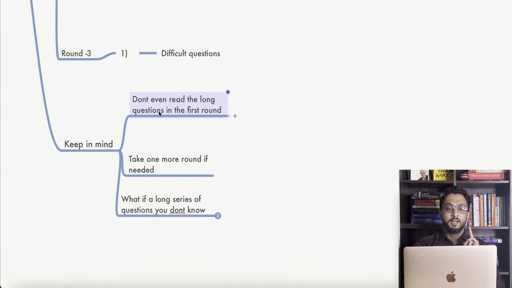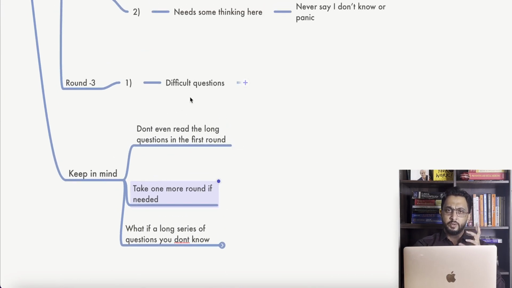Don't even read the long questions in the first round. I've said this already. Now, take one more round if you need. Now, the difficult questions you did, then you come across, and you realize that you did only 200 questions. I'll tell you how many questions to attempt. So you feel like you want to attempt a little more because you know something.